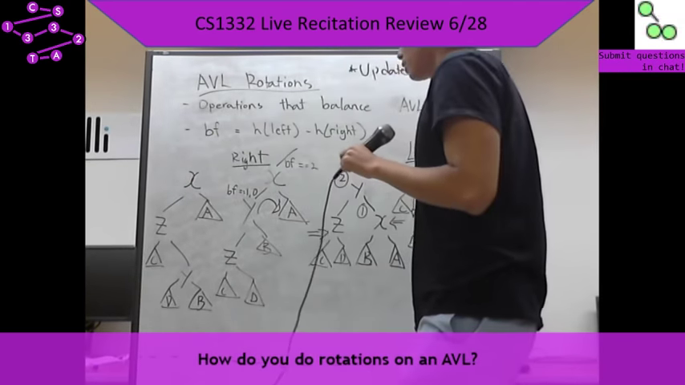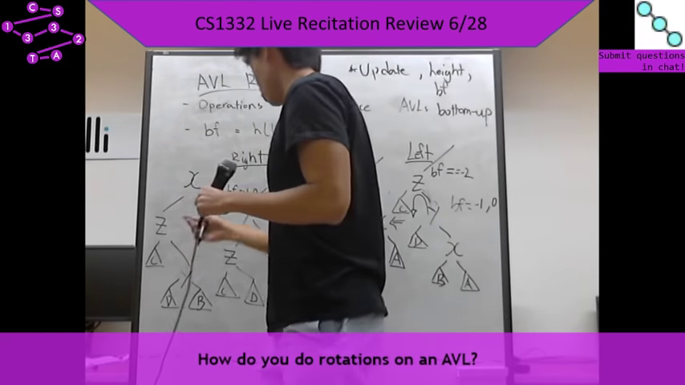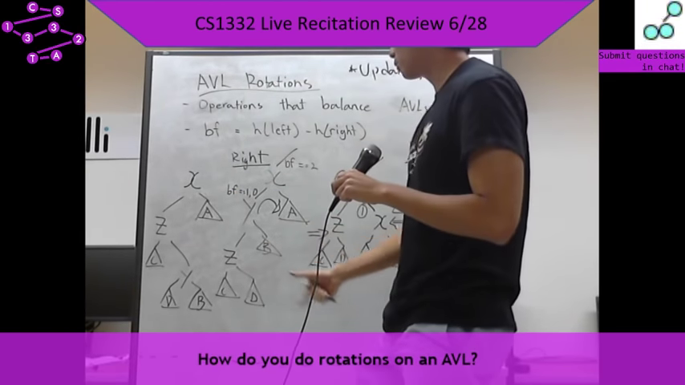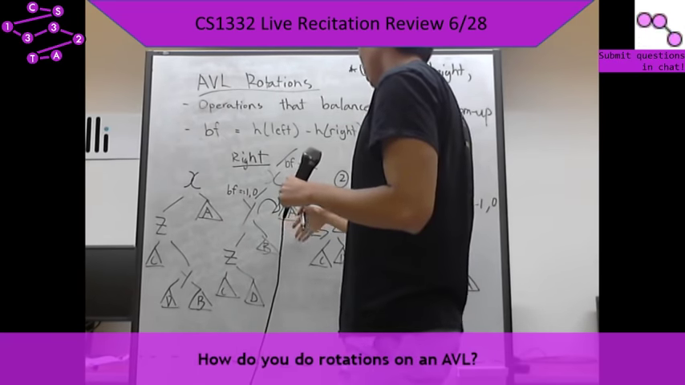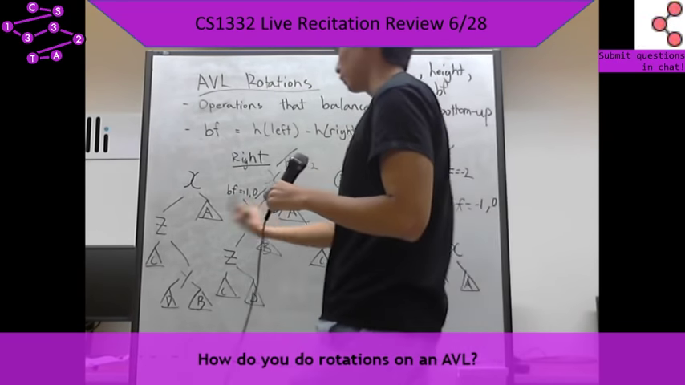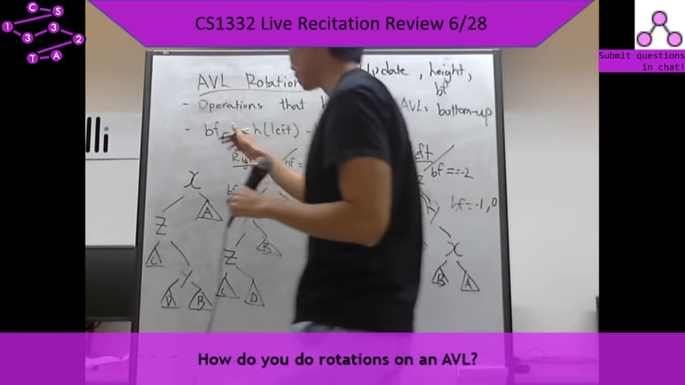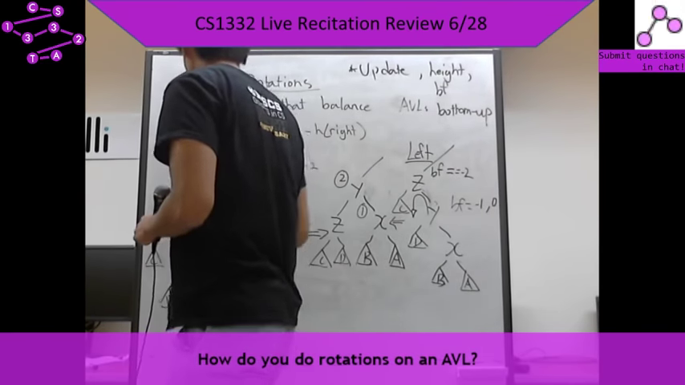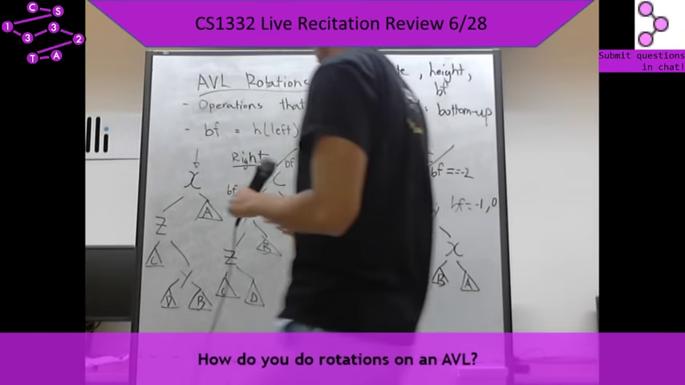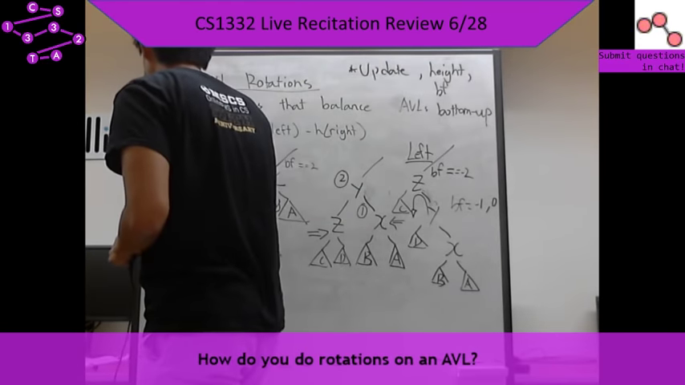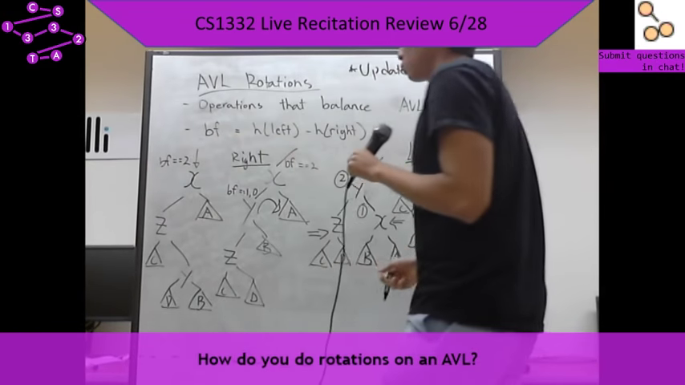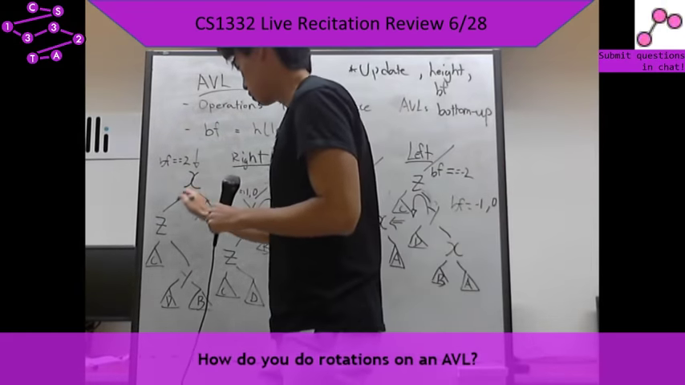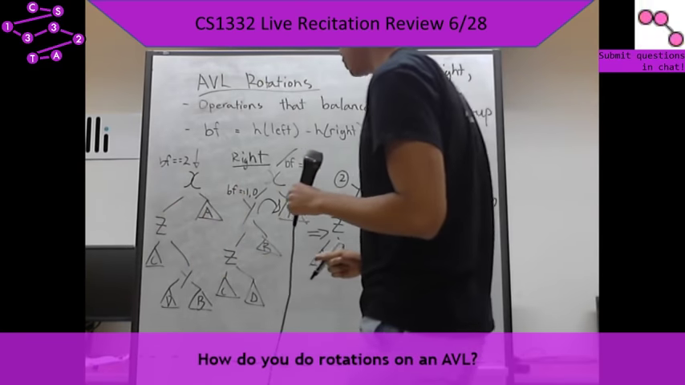Okay, so imagine you have a subtree like this. As you can see, it's similar to the right rotation case in the sense that you have a left unbalanced node here. So you still have a balance factor that's equal to 2. Right, but you sort of have this zigzag shape in the tree.